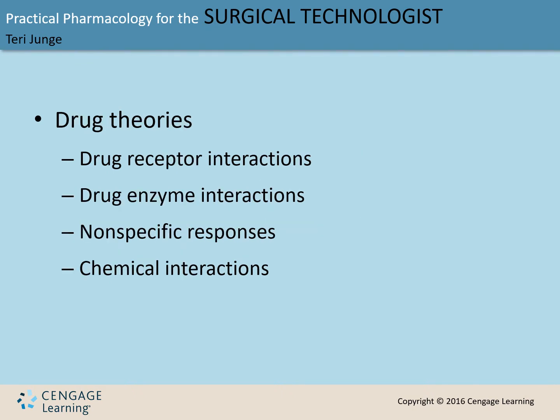So there are 4 methods by which drugs are thought to elicit responses, and the book refers to these as drug theories. So we're going to talk about 4 drug theories, and those are drug receptor interactions, drug enzyme interactions, non-specific responses, and chemical interactions. So let's first talk about drug receptor interactions.